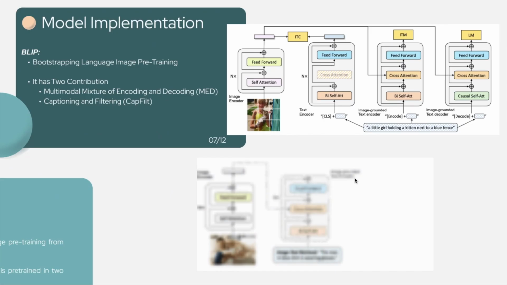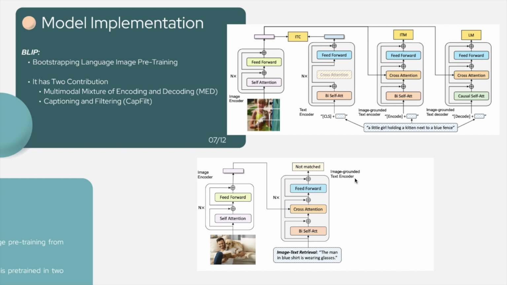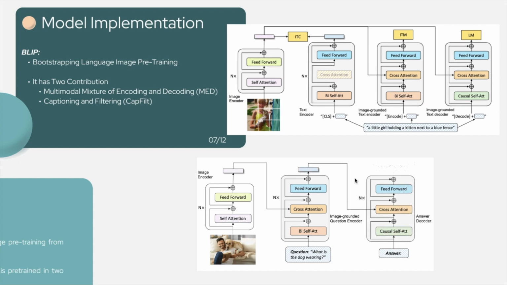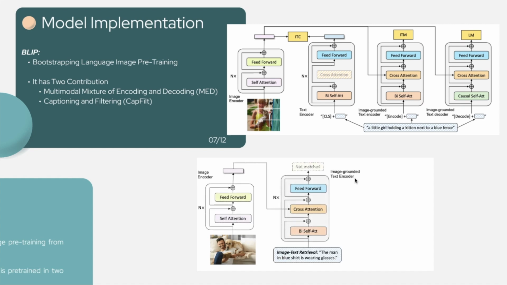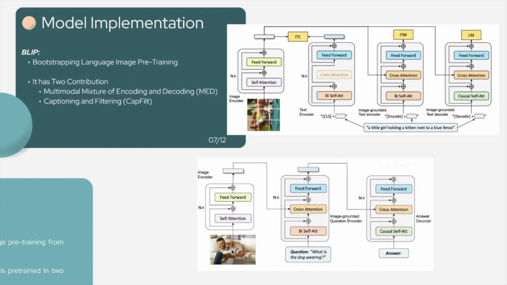We will see the model implementation in detail. The BLIP model that we have used has 2 contributions. One is the multimodal mixture of encoder and decoder, that is, it can be used as a unimodal encoder, image-grounded text encoder, or image-grounded text decoder. And it is trained with 3 objectives: image-text contrastive, image-text matching, and image-conditioned language modeling. In the lower part, you can see the flow of the training of the model.